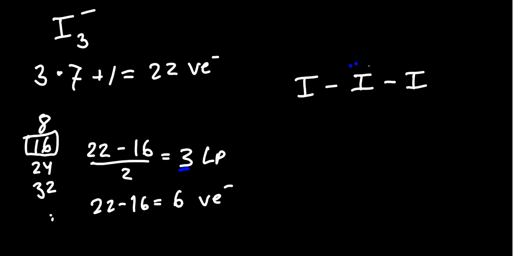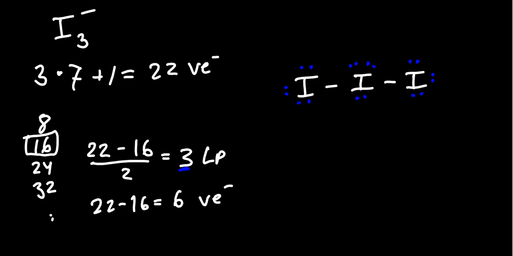So let's place our lone pairs. And then now let's just fill in the rest of the iodines and their valence electrons. So iodine has 7. So we're just going to fill in all the spots, because remember, our dashes represent 2 electrons that are being shared. Okay. So this is in fact the Lewis structure for triiodide.